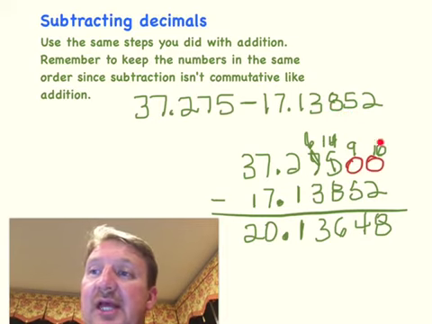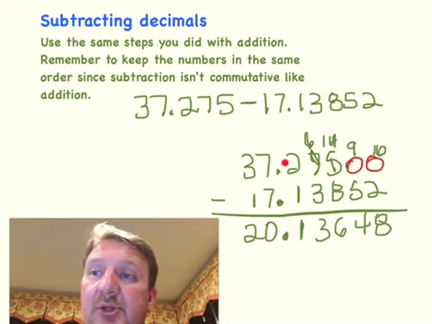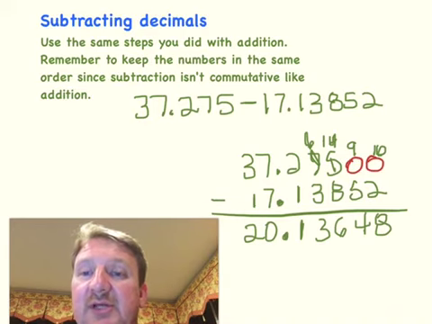The next step was to add zeros when you needed to, to make sure you line everything up to the right side. And then after that, you just subtract like it's a regular number, but you've got to make sure you bring your decimal down. All right, in addition and subtraction of decimals, always line up the decimal points.